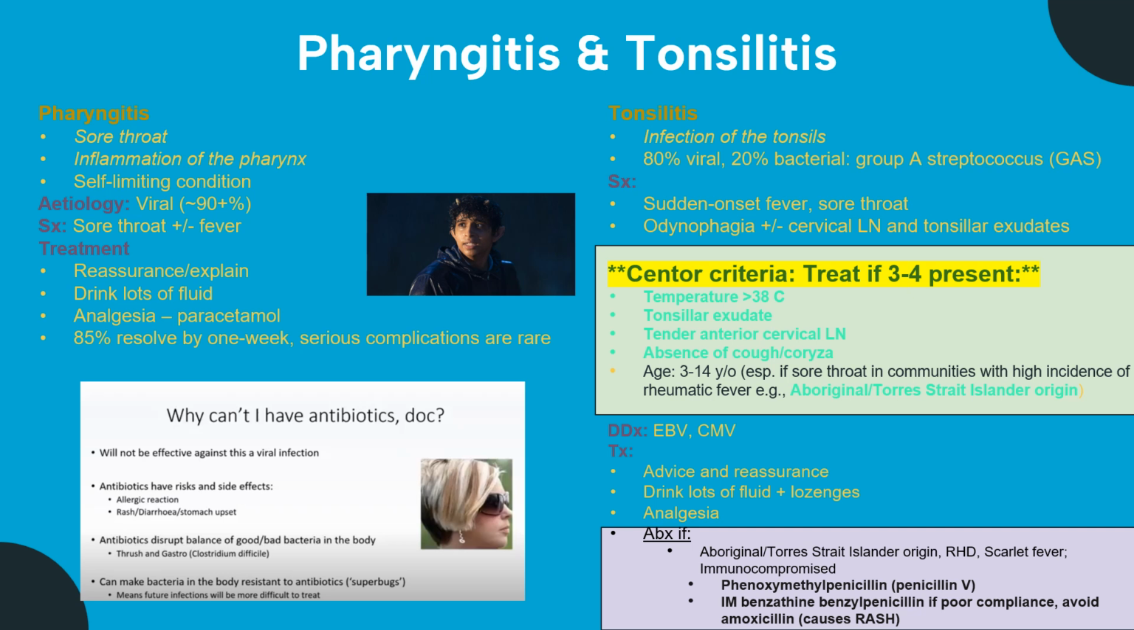The criteria to consider antibiotic treatment is your Centor criteria, so having temperature greater than 38 degrees Celsius and tonsillar exudate, having tender anterior cervical lymphadenopathy, and absence of cough or coryza, then you'd be considering it. You mainly use the Centor criteria in between the ages of 3 and 14 years old, so you wouldn't use it any younger than 3, for example.